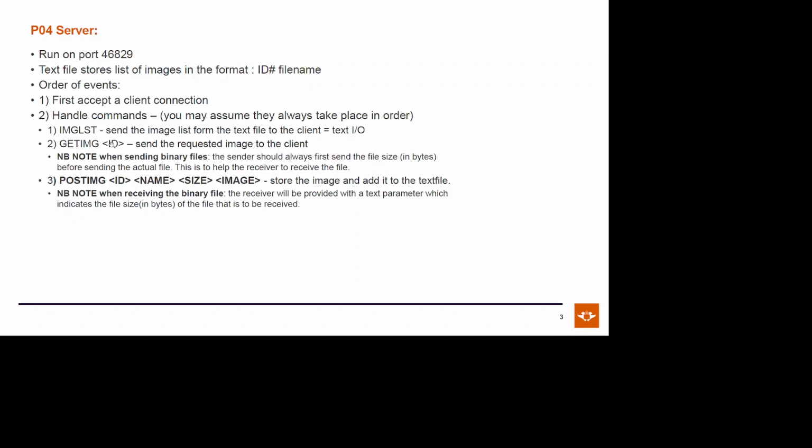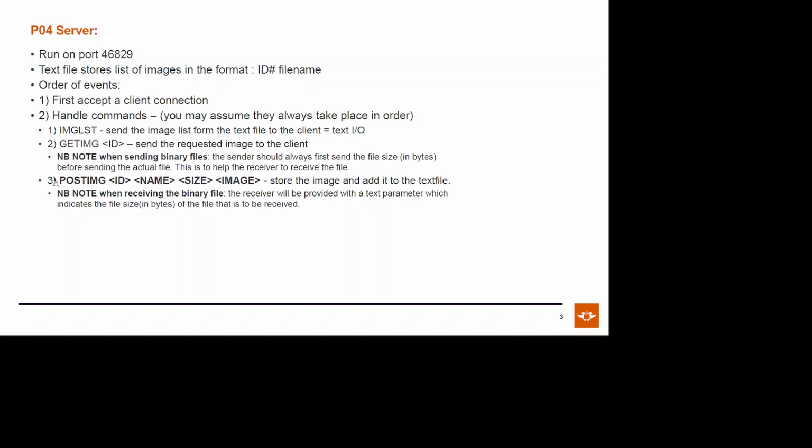And this ID number you will then use to identify which image to send across back to the client that they've requested. So what is really important with sending binary files is that the sender should always first send the file size in bytes before we send the actual file, so that you warn the receiving side how many bytes they can expect to receive on the other end. So that's very important to be aware of, and we'll be implementing that in the demo later on.